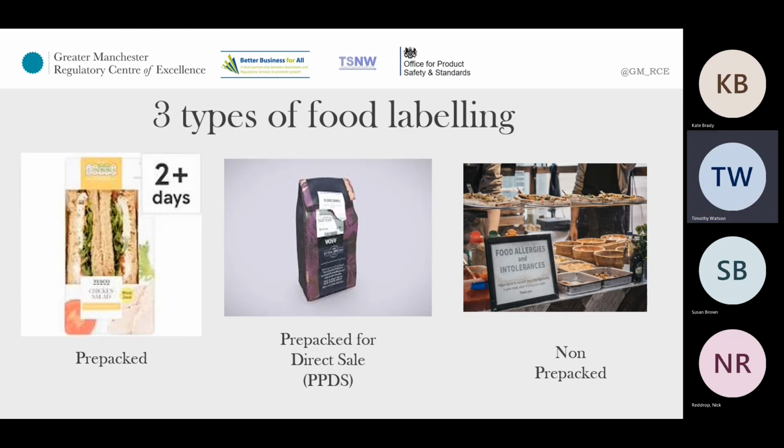Non-pre-packed food, so this is food that you're selling ready to eat to the final consumer. So for example, food plated in a cafe or restaurant, or it might be foods that are on display in a chiller or cabinet, unpackaged and ready for the consumer to order. So for example, pies or pastries which you place in a bag or box after the consumer places their order.